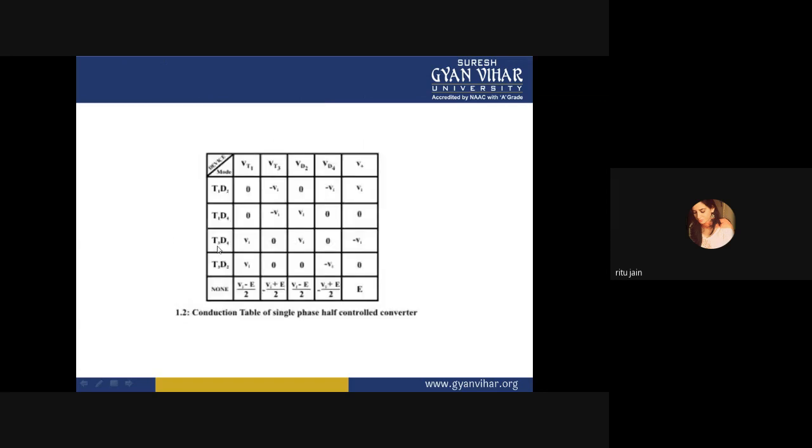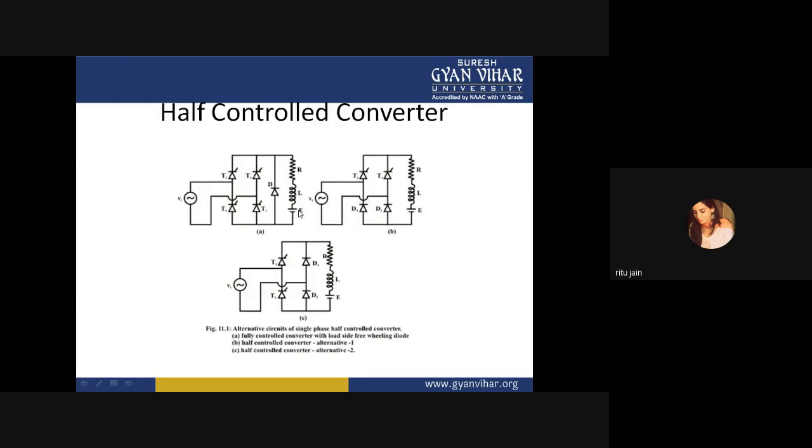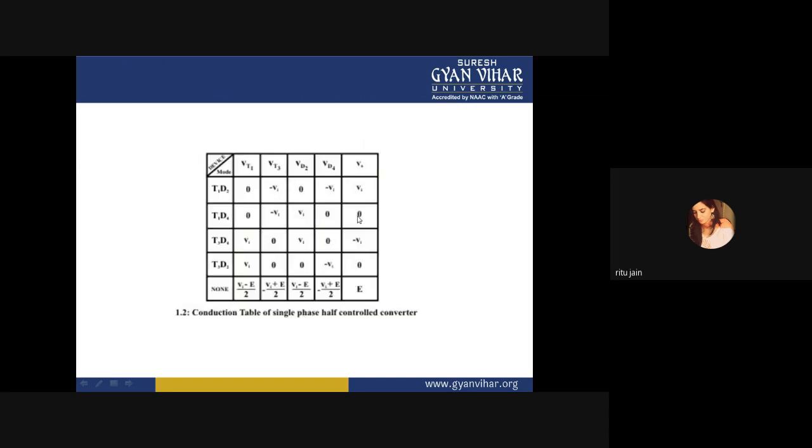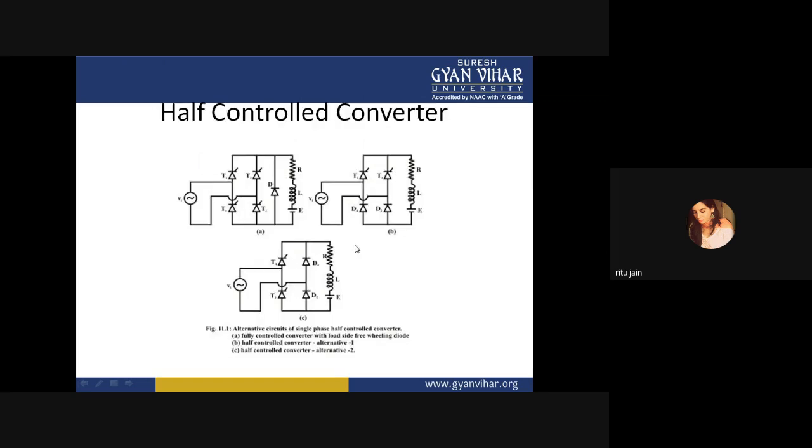Now when T3 and D4 are conducting, the direction of current will be like this, and you will get the output voltage, which is minus V1. You can see that the direction of current is getting opposite.